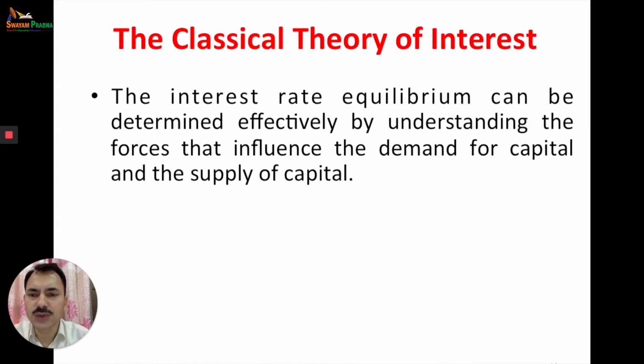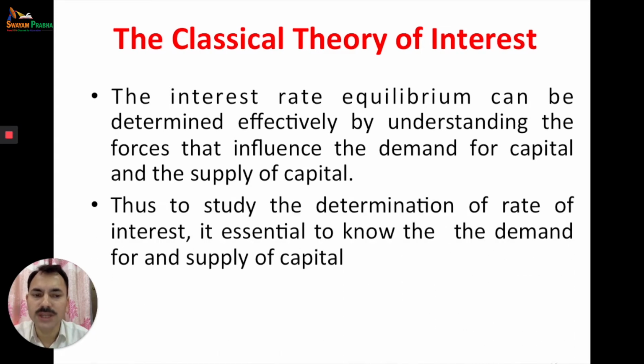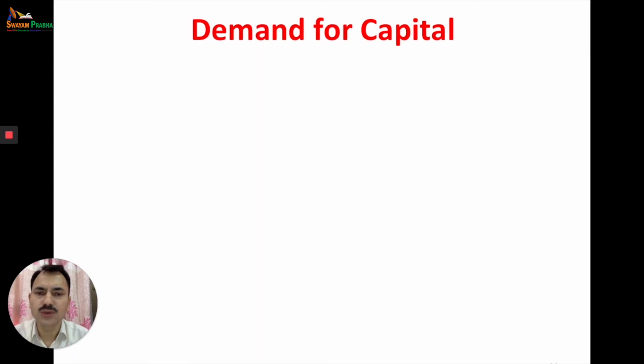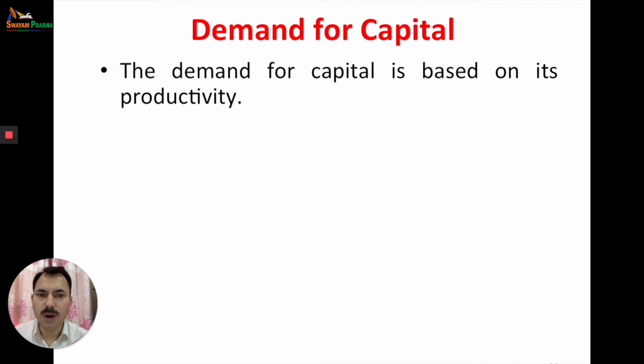the classical theory says that the equilibrium interest rate can be determined effectively by understanding the forces of the market, that is demand for capital and supply of capital. It means we must know what is demand for capital and what is supply of capital. Now let us discuss what is demand for capital. The demand for capital is based on productivity.